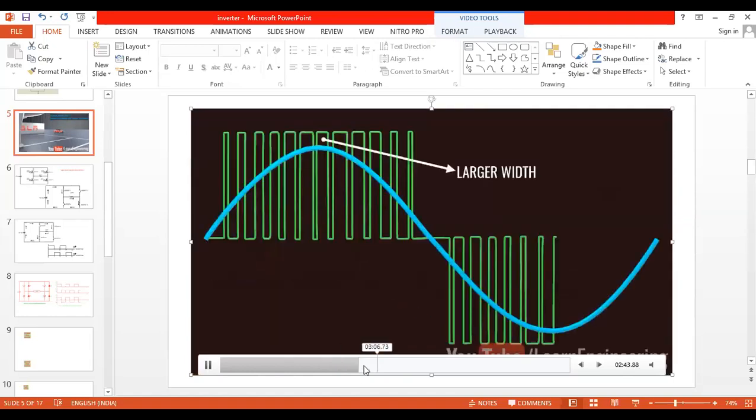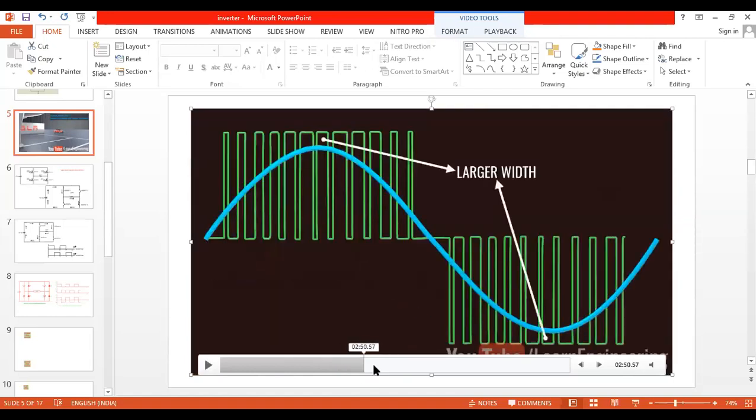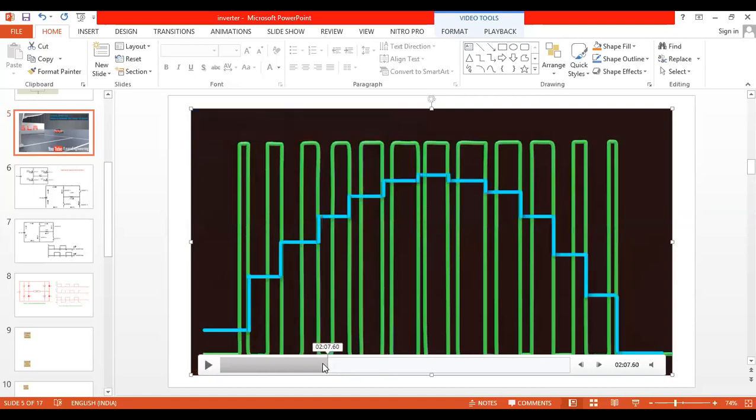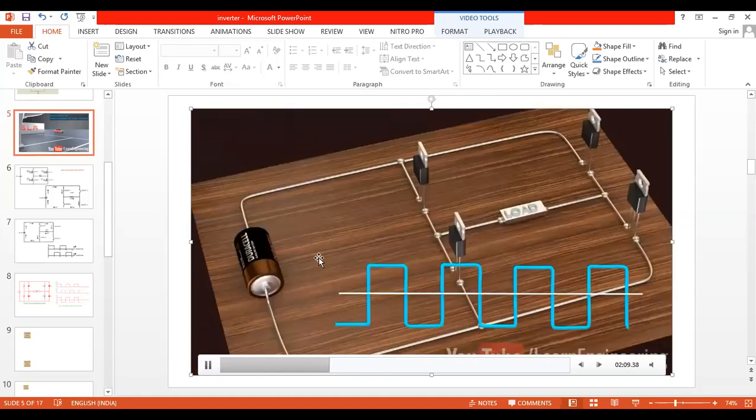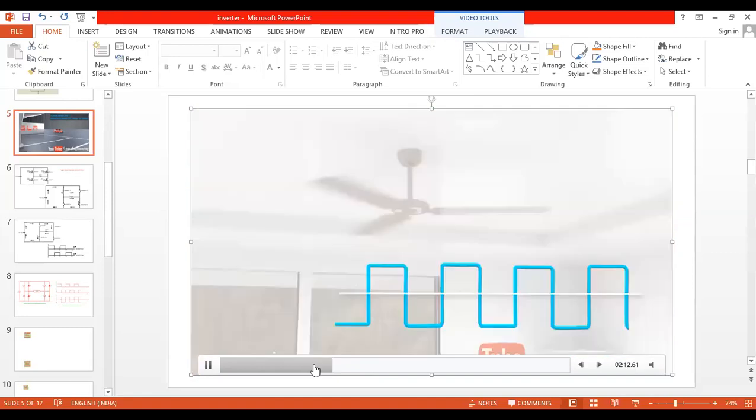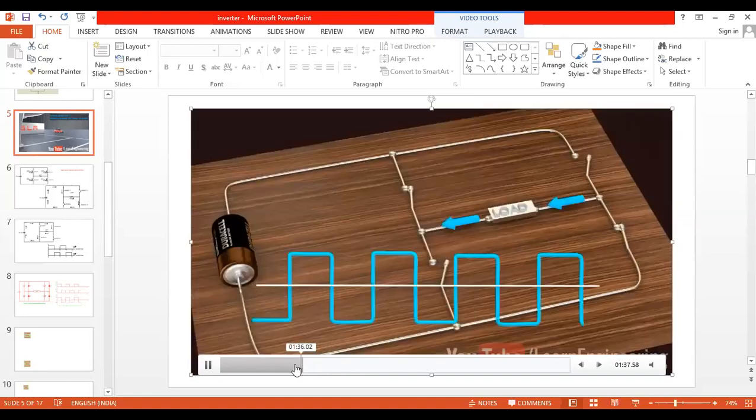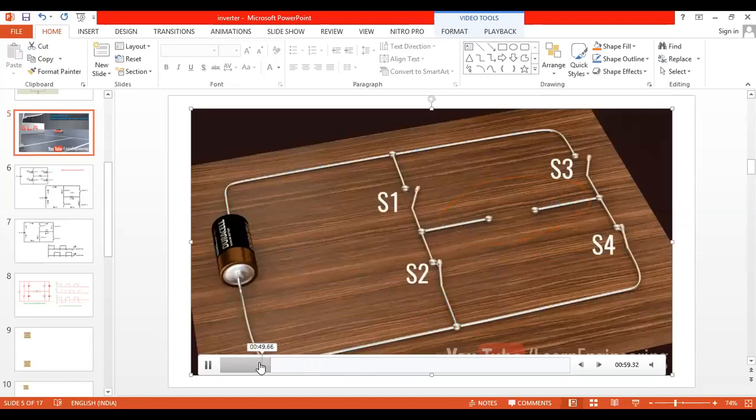So we'll discuss it today after that animation. Four switches we have already studied. So two switches will be turning on and two switches will be off. This one I want to show you. So, right, four switches. The circuit also you have seen.